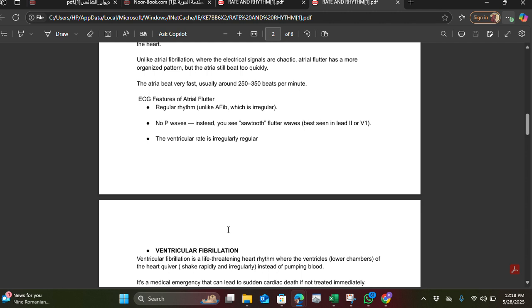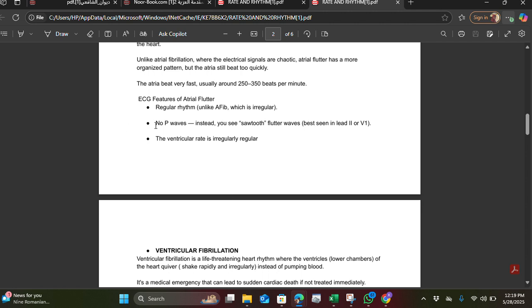Now the atrial rate is very quick, usually 250 to 350 beats per minute. Anybody who has atrial flutter is known to have tachycardia because the heart rate is beating very fast, more than 100. People can actually have up to 350 beats per minute, and that is really serious.